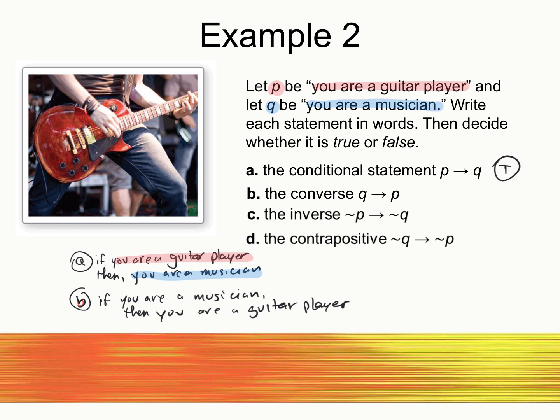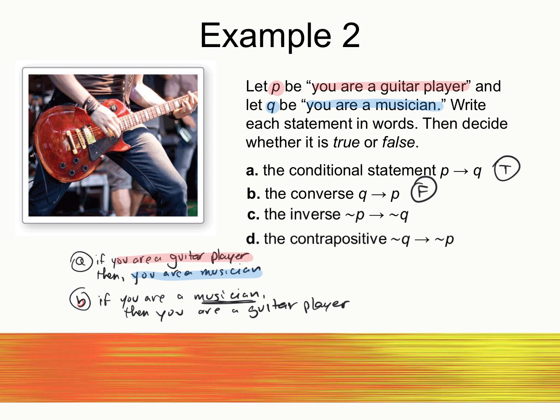And so what happens now is let's ask ourselves, is this true? If you're a musician, then you're a guitar player? Well, that's not true. You can be a musician and be a drummer. You can be a musician and play the trumpet. And so this one, the converse, actually ended up being false, because when we switched the order, the statement was no longer true.